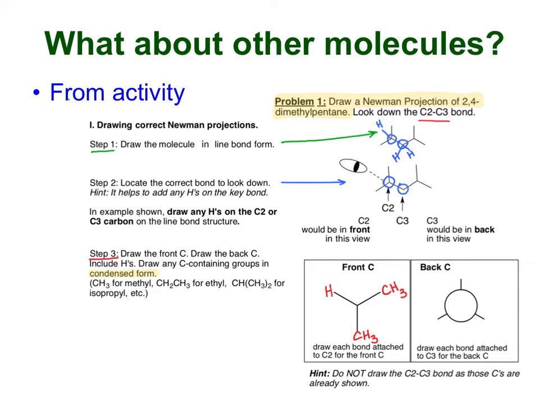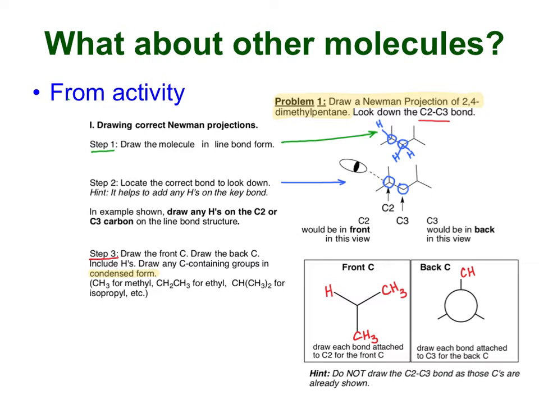For the back carbon, we've got those 2 hydrogens from C3, but we also have this other group that's got 3 carbons on it. That's an isopropyl group. That's not part of the name, but that technically would be an isopropyl group. So we're just going to use condensed form. The part that's attached to the C3 is going to be the CH here. So let's draw that first, and then we can draw the other CH3s attached to that CH.